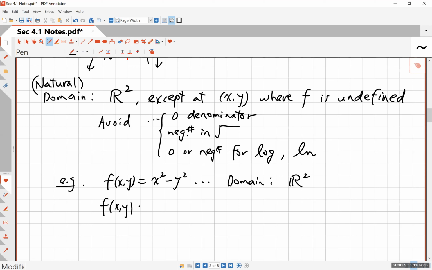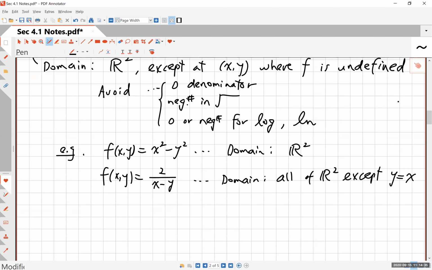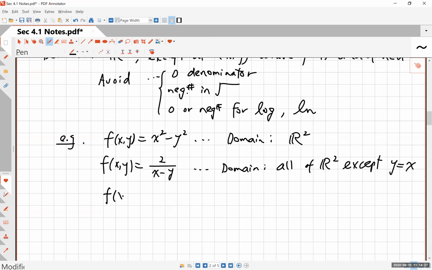So what happens if you have something like this? Okay, now we have to watch out, right? Because the domain is basically all of R2, except we can't have the zero denominator. So you have to exclude this line, y is equal to x, right? And we'll talk a little more about the boundary of a domain.